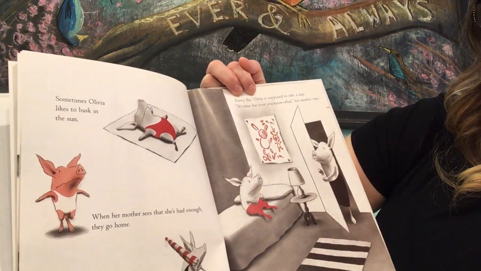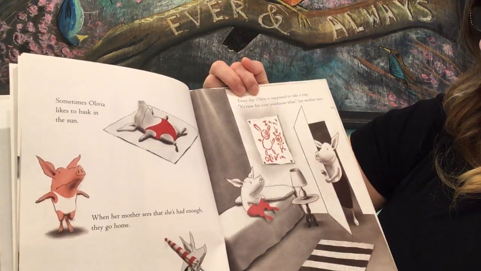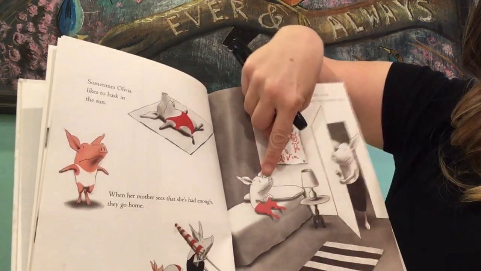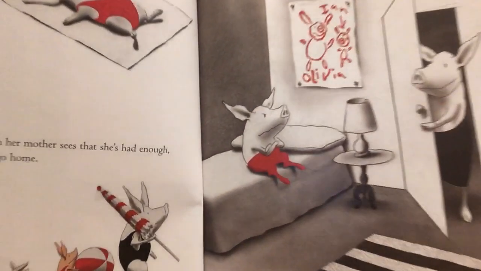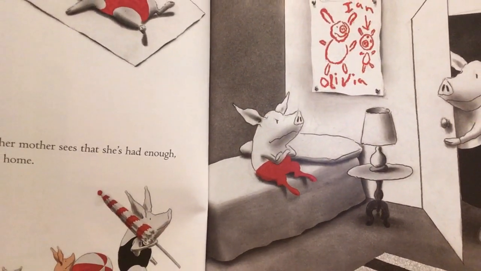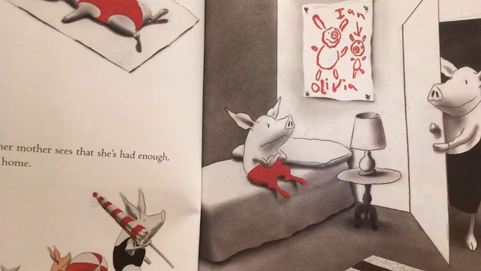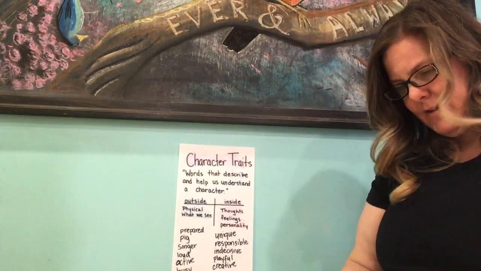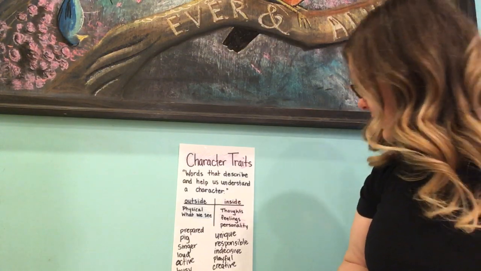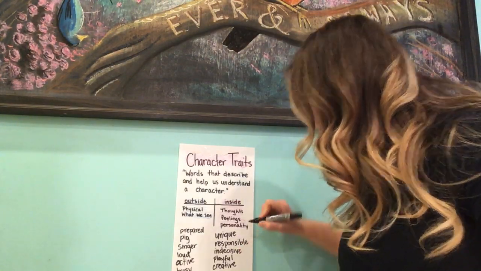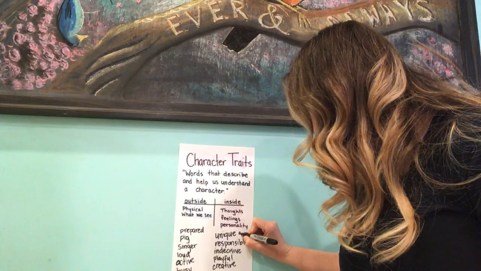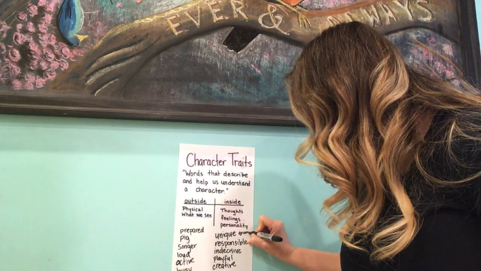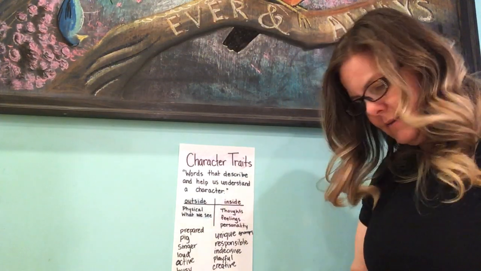Every day Olivia is supposed to take a nap. "It's time for you know what," her mother says. Do you see her face? She doesn't look very happy about that. So right there, we can say that she is grumpy. I'm starting to run out of room. Grumpy.